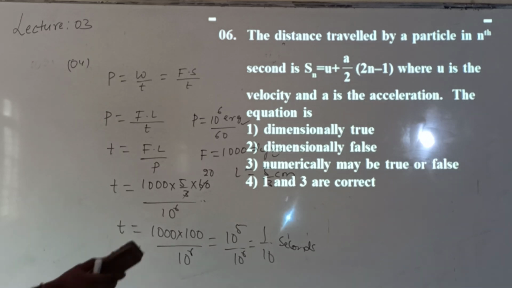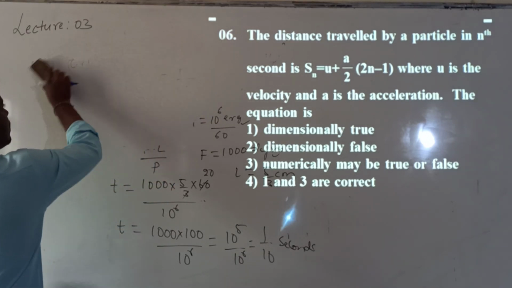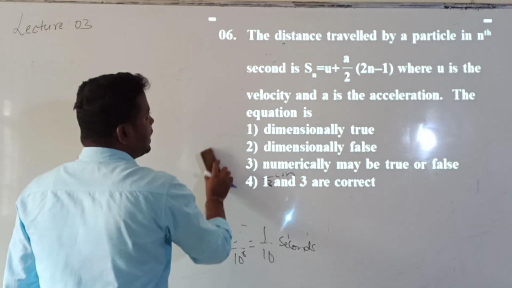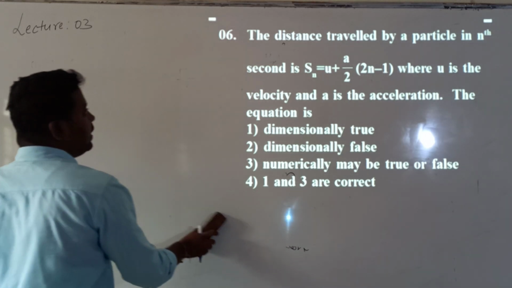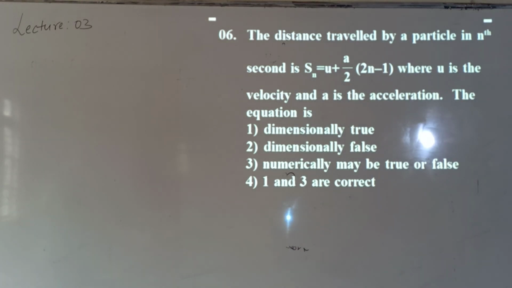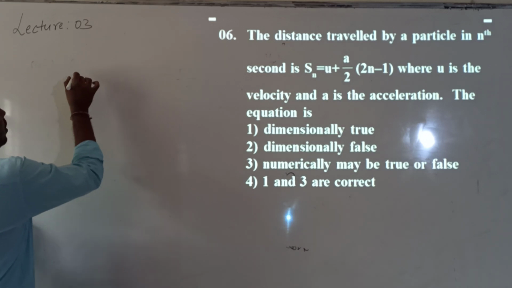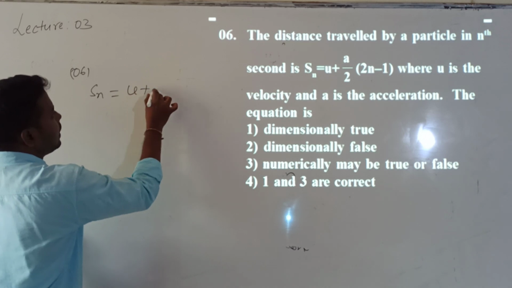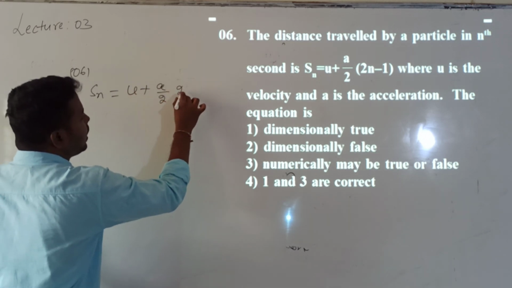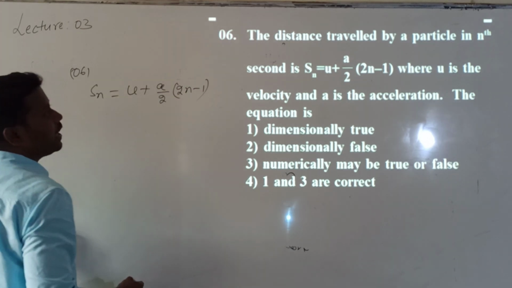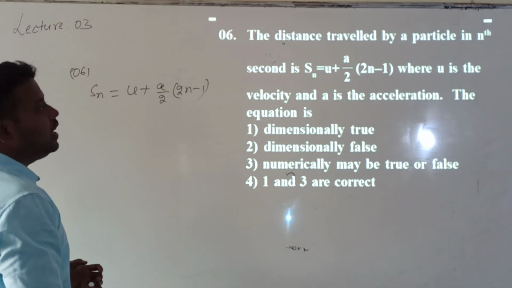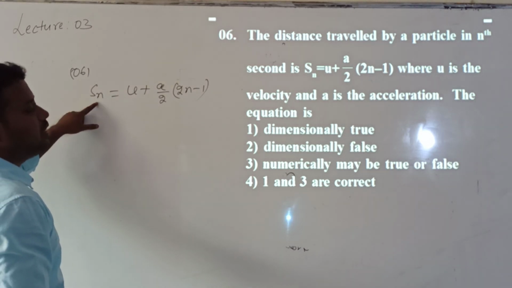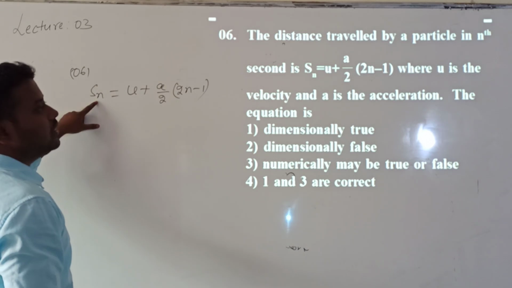Next, question number 6. The question given is: the distance travelled by a particle in nth second is Sn, where Sn is equal to u plus a/2 into 2n minus 1. Where u is the velocity, a is the acceleration, and Sn is the distance travelled in nth second of the journey.